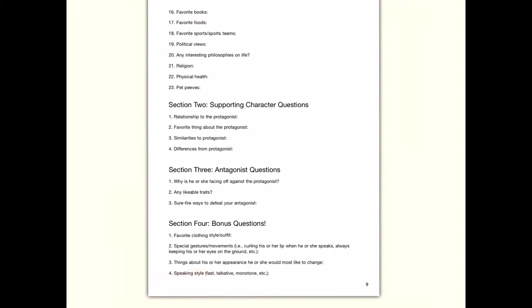Their speaking style. Do they talk really fast? Do they talk really slow? And this could go for the side characters as well. This is not just for the main character. How do these people talk?